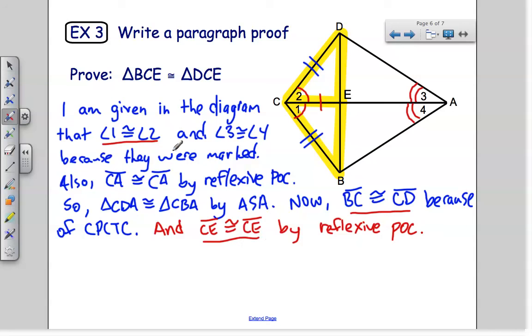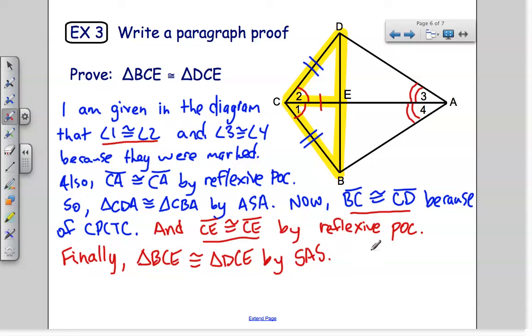There's another side. So we have 3 pieces of info to finally prove that these triangles are congruent. Because I have 3 pieces of info, it should be a valid shortcut. Triangle BCE is congruent to triangle DCE by what shortcut? I notice I have 2 sides congruent and an angle. The angle is between the sides, so side, angle, side.